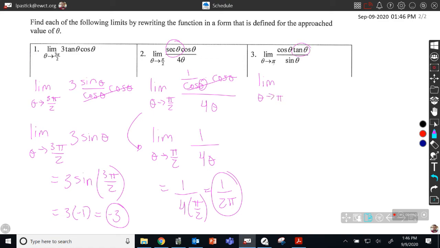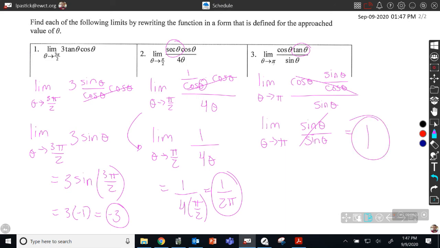We can rewrite tangent again. Cosine of theta times sine of theta over cosine of theta, and all that is over sine of theta. Beautiful. Cosines cancel, rewrite. Limit as theta approaches pi of sine over sine. Not much to do there, y'all. What happens with the sine over sine? Becomes 1. Beautiful. Isn't that wonderful? And there is your limit.